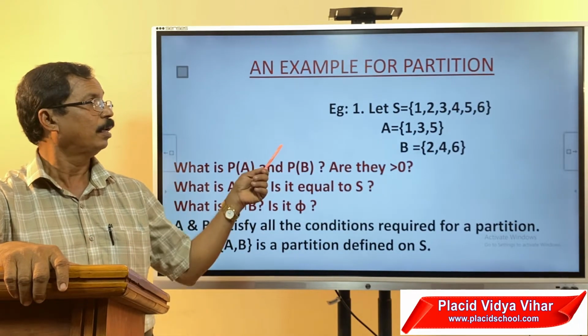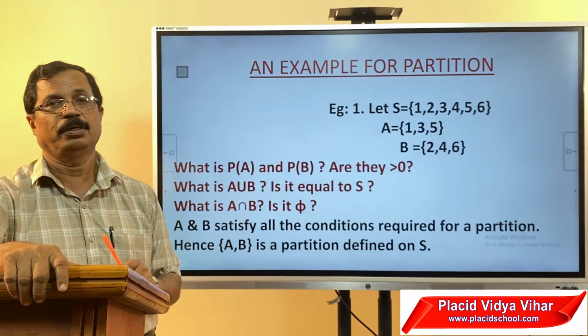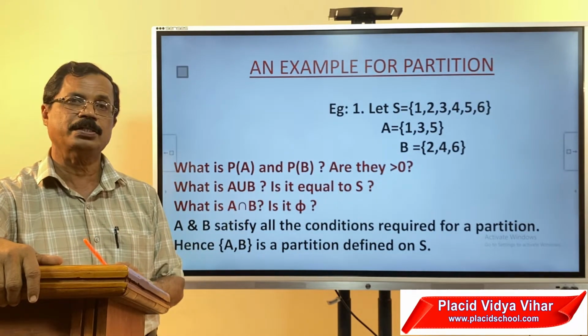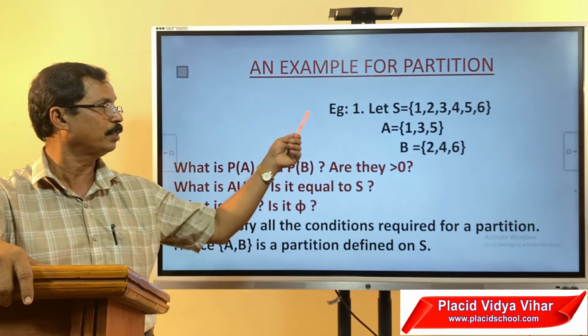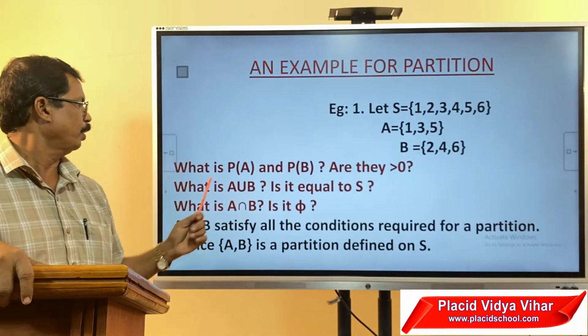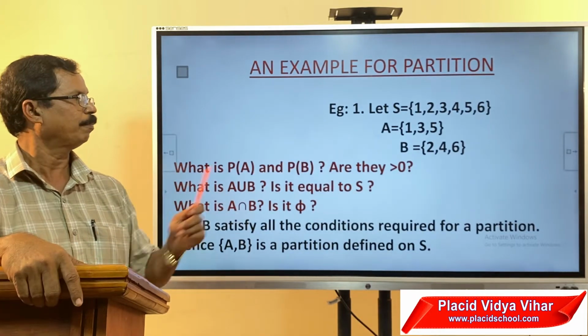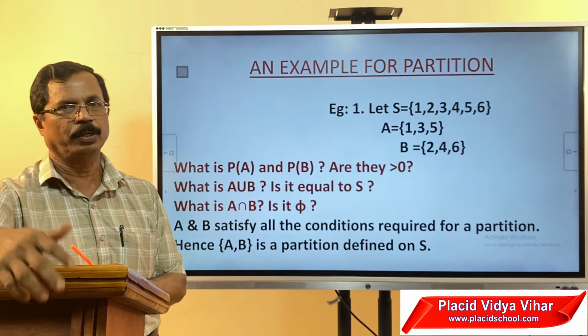I mean, odd number. You take an odd number. Then what about B? {2, 4, 6}, getting an even number. So the events are defined. Now you consider what is P of A and what is P of B. You know P of A, probability of A, it is nothing but 1 by 2.